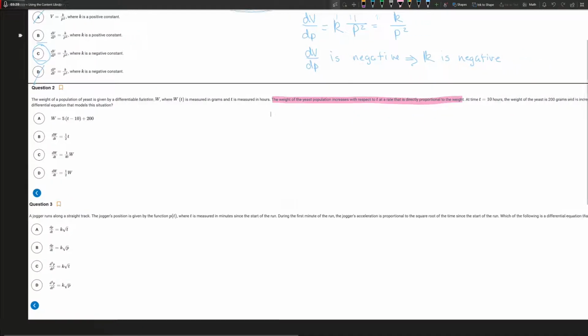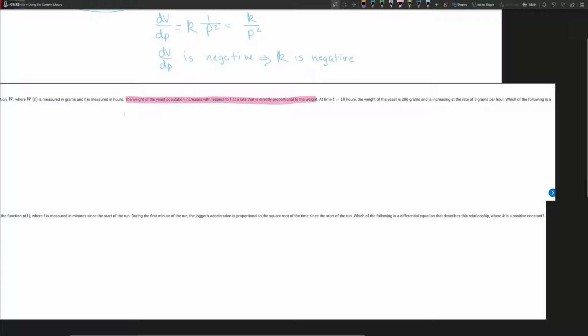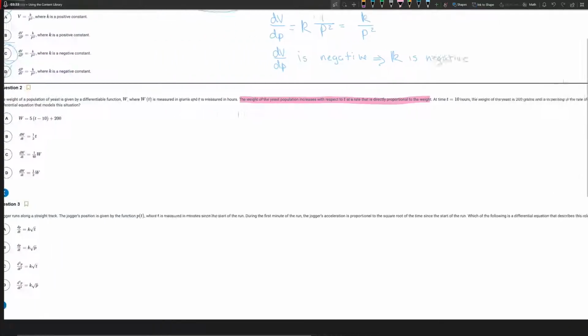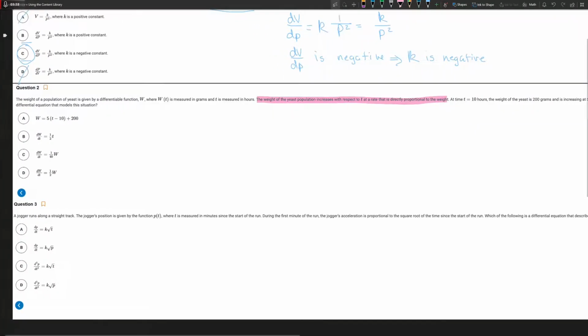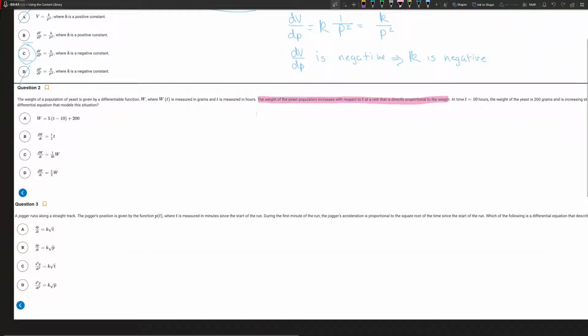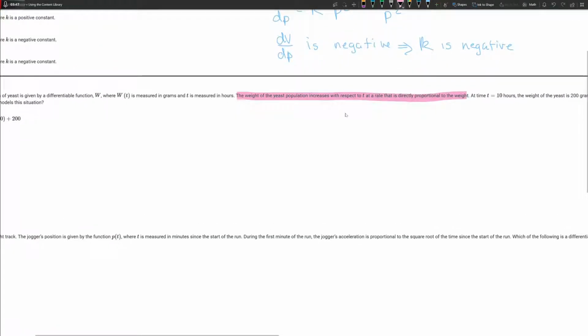At time T equals 10 hours, the weight of the yeast is 200 grams and is increasing at a rate of 5 grams per hour. Which of the following is a differential equation that models the situation? So before I can choose which answer it is, I need to translate this into calculus. So what I'm going to do is take this sentence. It says the weight of the yeast population increases, so this is dW/dt, at a rate that is directly proportional, so equals K, to the weight. So this is my differential equation.